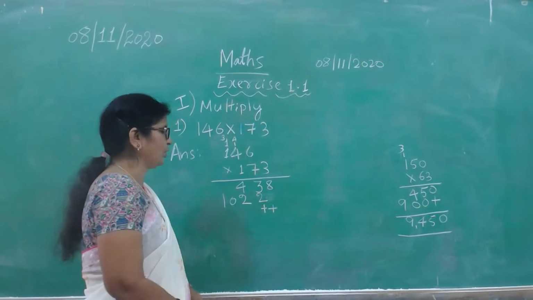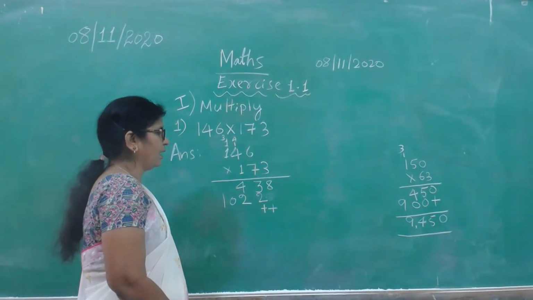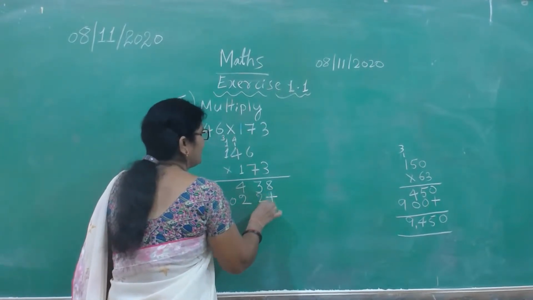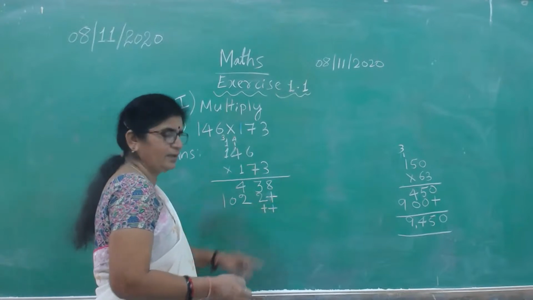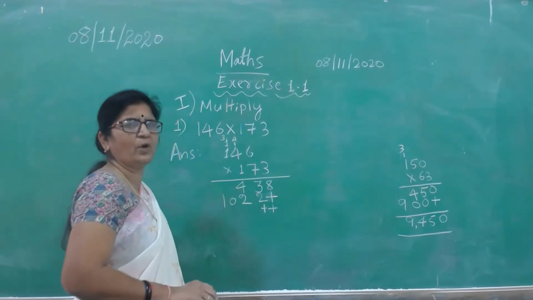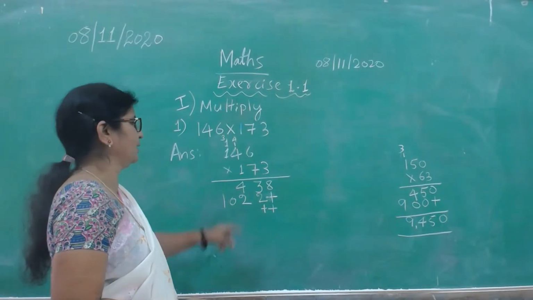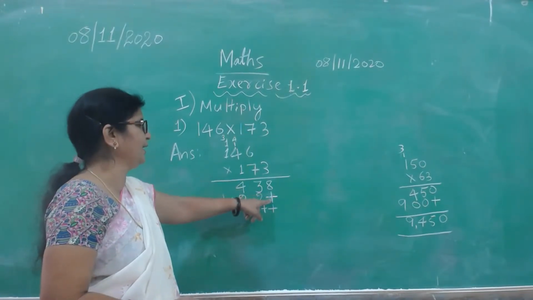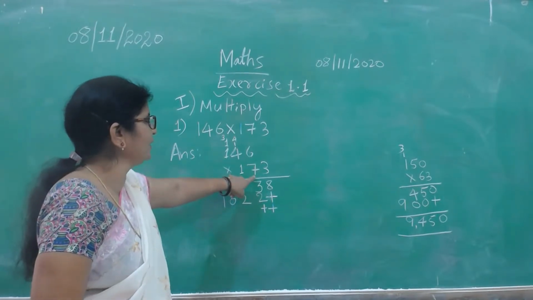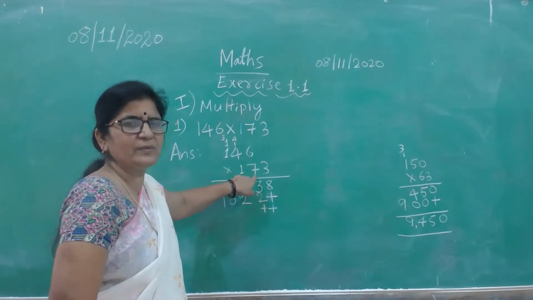Leave it like this. Don't write any number, or you can write a plus sign. Otherwise, you will get confusion if you write a 2 here, and the answer will come wrong. So here, why are we not writing here? Because we are multiplying tens place with a tens place number.